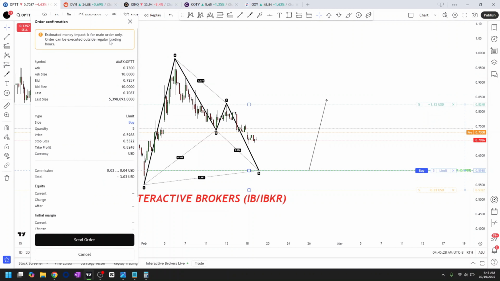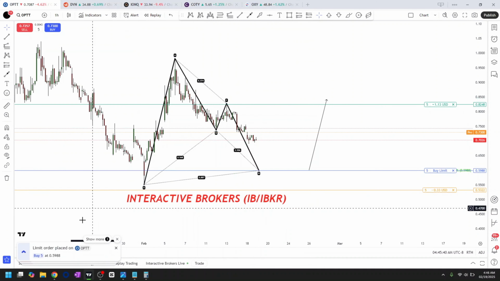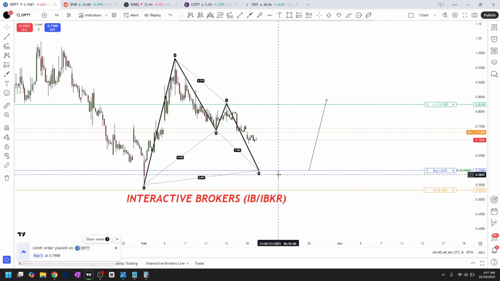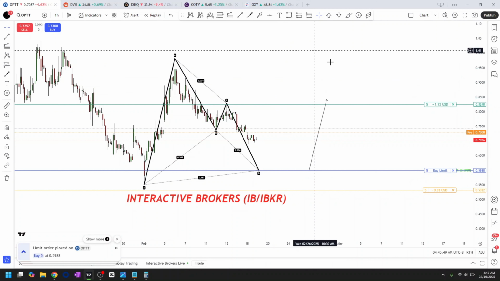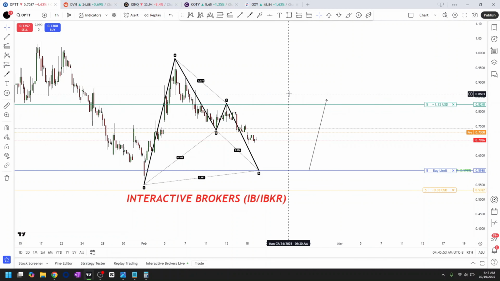Estimated money to pay for. Let me see, what's this? Order can be executed outside. Send order. See if it goes or if I mess something up. Okay, I did it. Limit order placed. So that's a limit order placed on that right there, to enter that, and then when it goes up and reaches the target, even if it gets to this target of 82 cents during the outside regular trading hours, it'll do it.